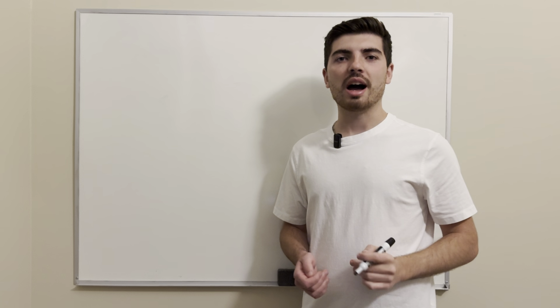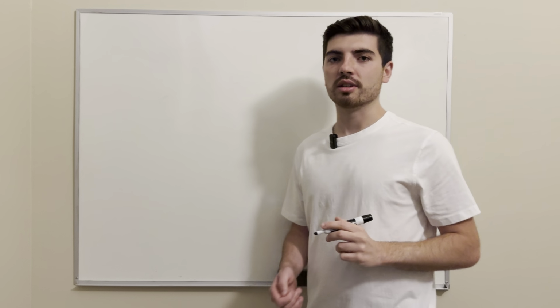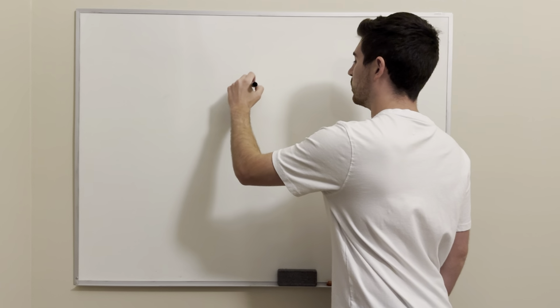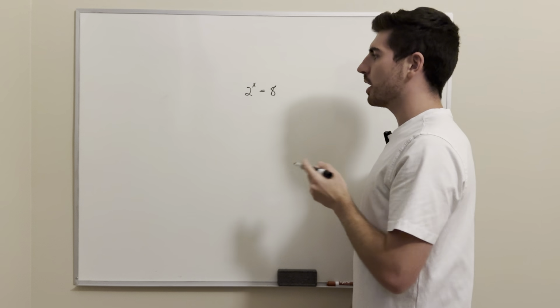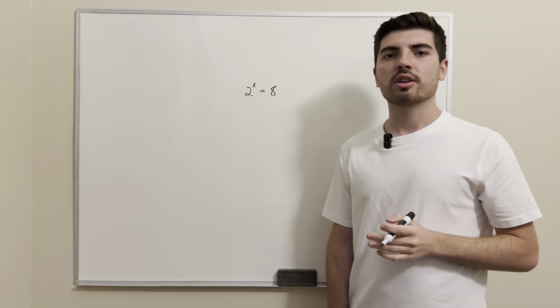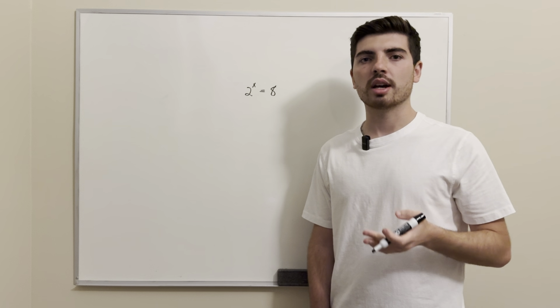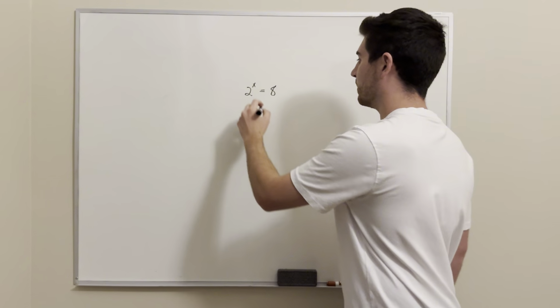When I was in high school, I remember looking at an equation like this. 2 to the x power equals 8. Now just by looking at the equation, I could tell that x equals 3 because 2 times 2 times 2 is 8.